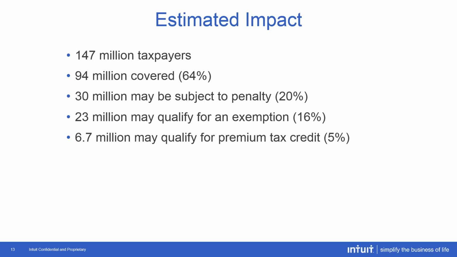We took a look at some of the numbers that the government has issued this year, estimated impact of the Affordable Care Act. In total, 147 million taxpayers, individual tax returns. Government's estimating 94 million will be covered. So potentially 64%. All you'll do is check a box, and I'll show you that on the 1040, and you're done. 30 million or so may be subject to the penalty. 23 million or so may qualify for an exemption. And finally, 6.7 million may qualify for the premium tax credit, which is issued to low and moderate income taxpayers.